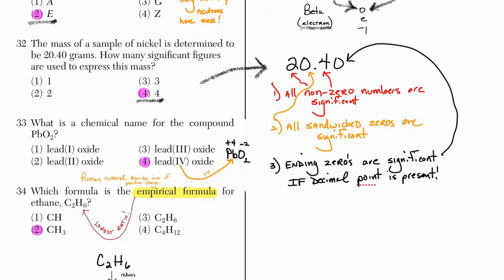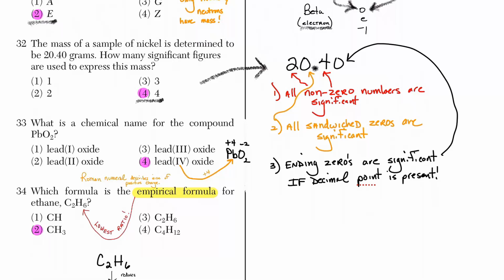All non-zero numbers are significant. So we know that this 2 and 4 are non-zero. They're significant. So we got 2 so far. Zeros in between numbers are significant. So that gives me 3. And ending zeros are significant if a decimal point is present, because ending zeros can become what we call a placeholder, and placeholders don't ever count. But in this case, I have a decimal point here. So ending zeros count, so this would be 4.